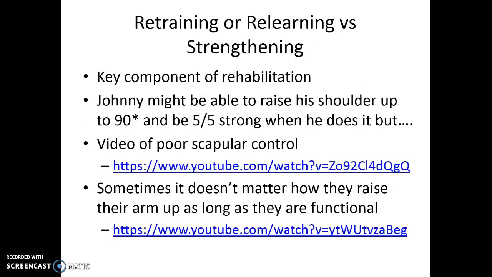So another key component is thinking about retraining or learning versus strengthening. I can't tell you how often and how much time I've spent working with patients where the focus for us before we can even get to strengthening has to be on retraining or relearning. Okay, so the example is Johnny might be able to raise his shoulder up to 90 degrees and have what you will consider a 5 out of 5 strength when he does it, but he may not do it well. He may have, for example, poor scapular control.